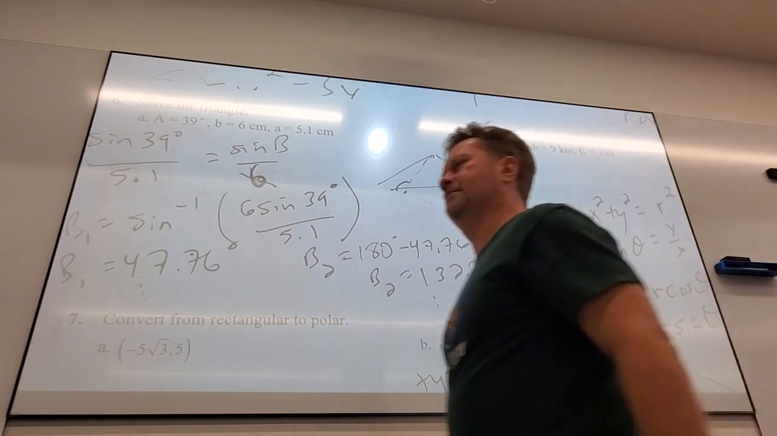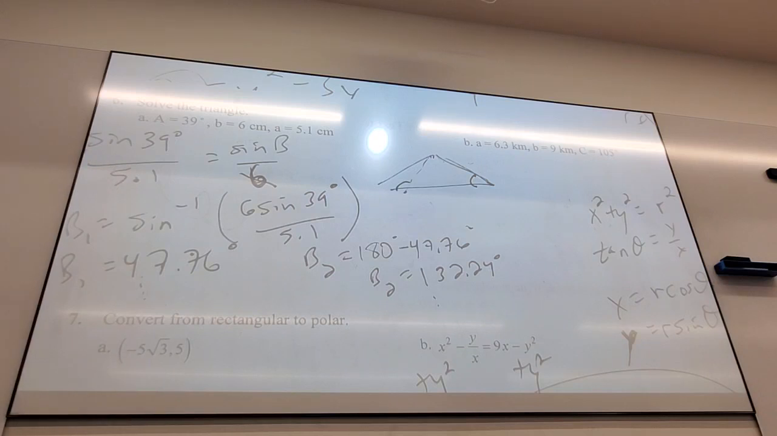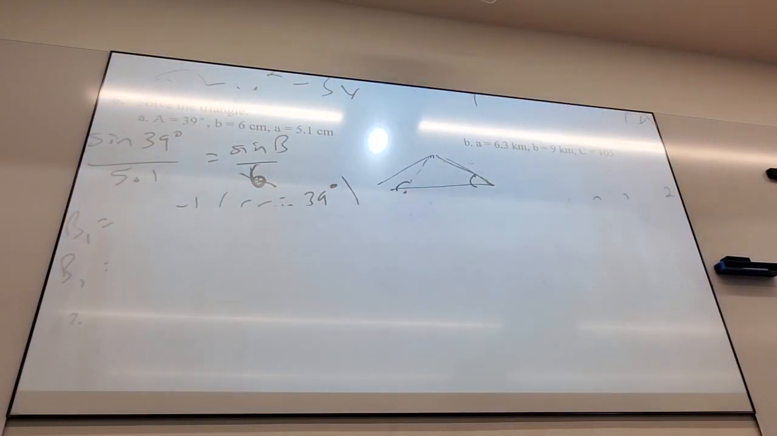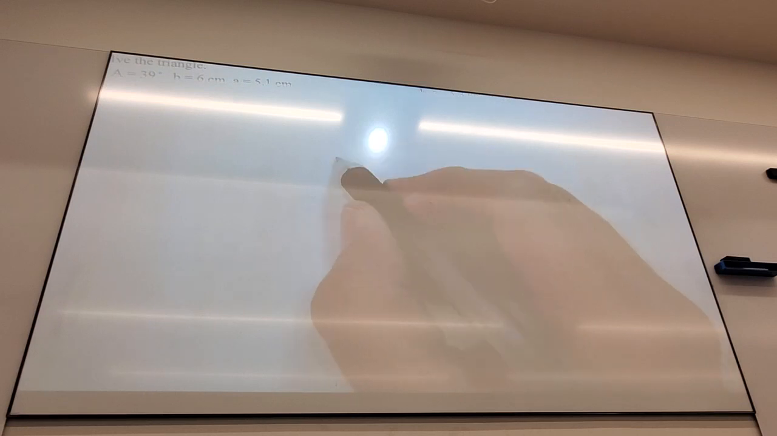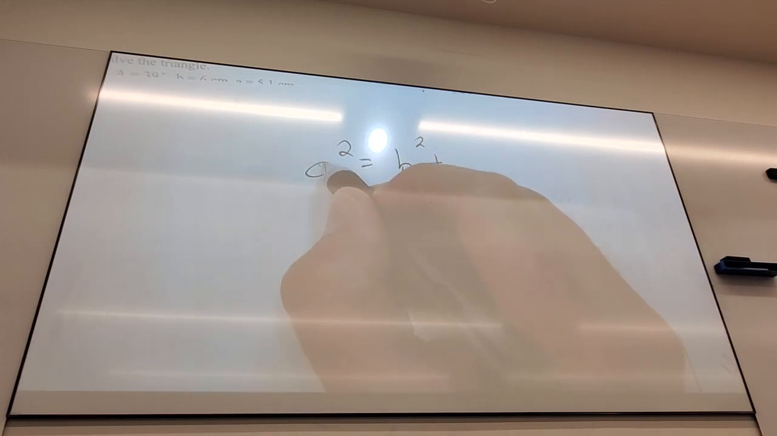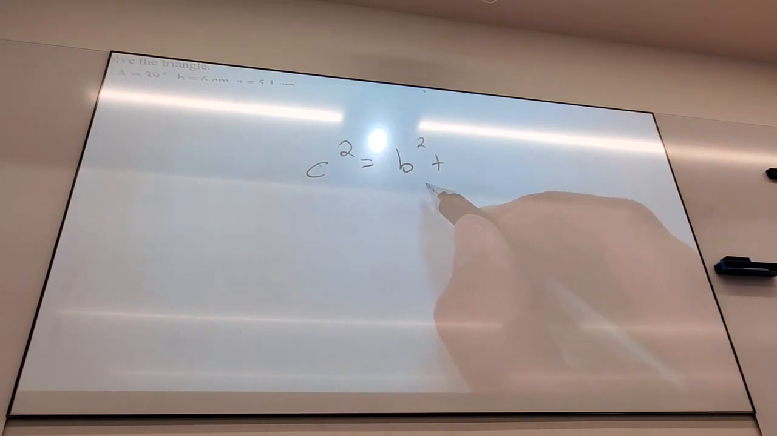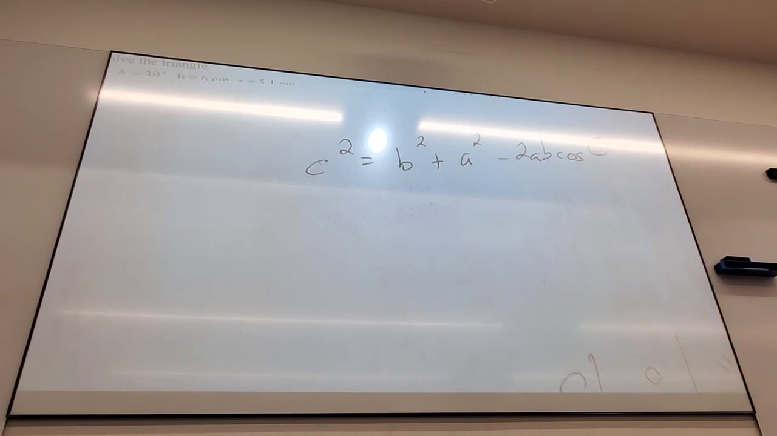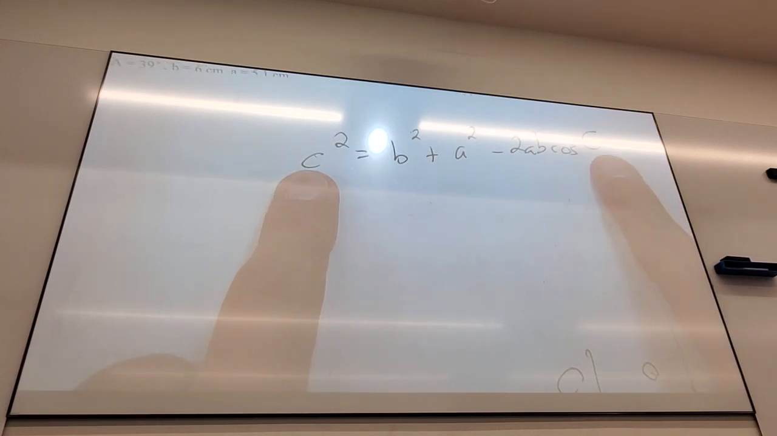Can somebody tell me what the law of cosines says without looking at anything? I'll get it started. C squared equals B squared plus A squared minus 2AB cosine C. Yes. So these go together.